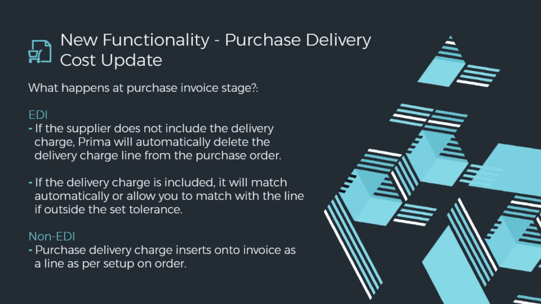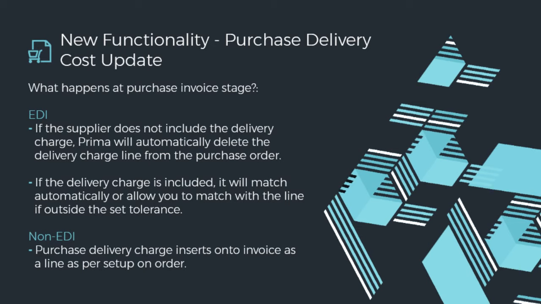If the delivery charge is included, it'll either match automatically to the line on the order, or it'll leave it outside of the tolerance, so it's not matched on the £5.50. They've sent it through actually at £7. The system will leave that outstanding for you to match and say, oh, actually, I thought it was going to be £5.50. And then from there, that's when you can do your querying with your suppliers and see that information as well.